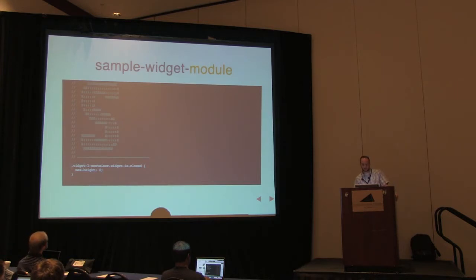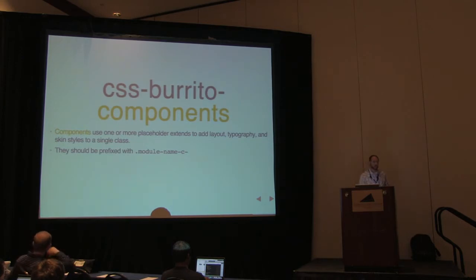All right, so what are these components all about? If you're going to break your module styles up into layout, skin, and type, you're also going to find yourself needing 3 classes a lot of the time in your markup, right? So now you're adding a layout class, a skin class, and a type class. So what we do in this case is we use what I call a component. Instead, we're going to have one class prefixed with the name of the module -C, and we're going to use silent placeholder extends to actually build this component.